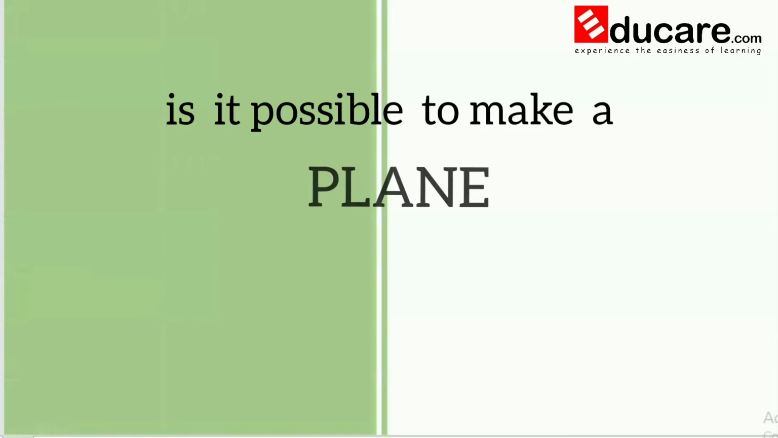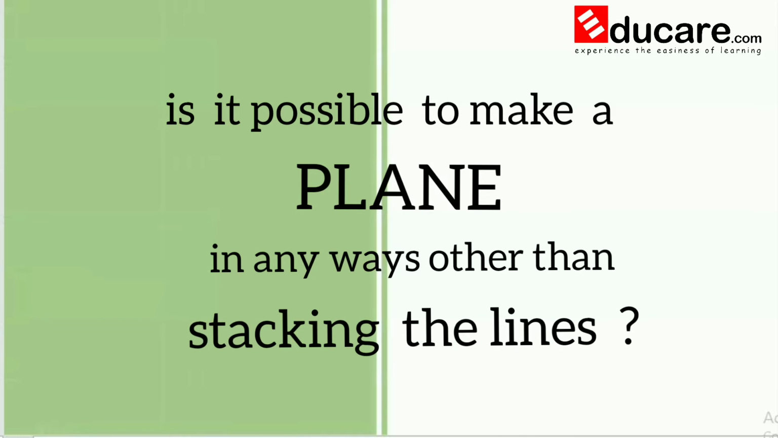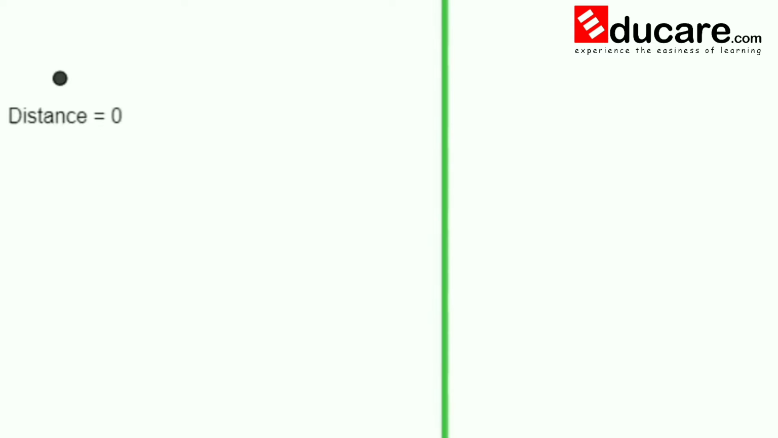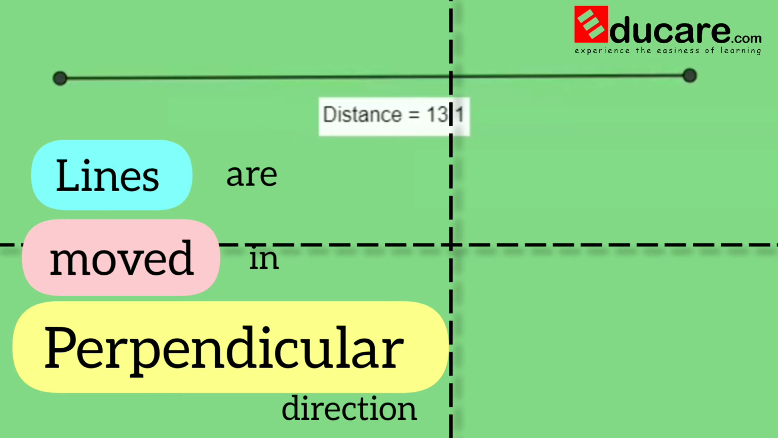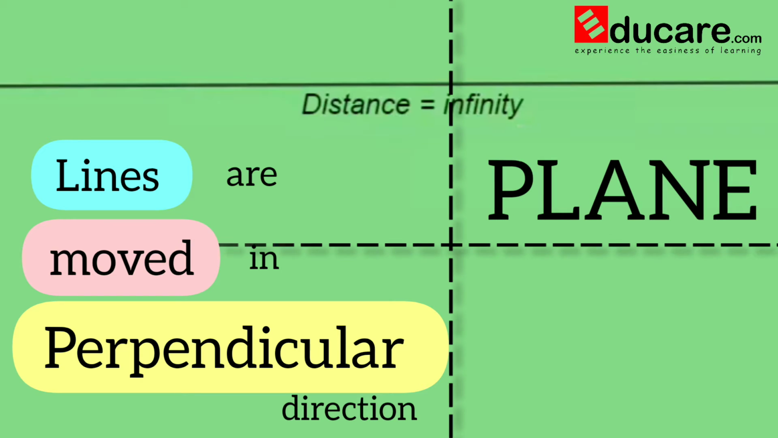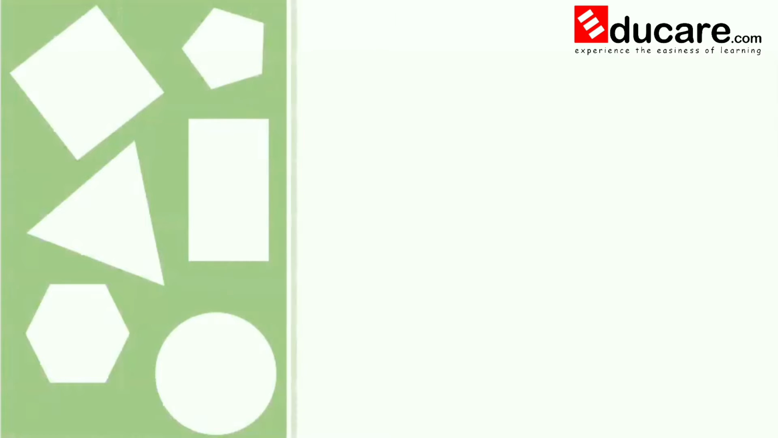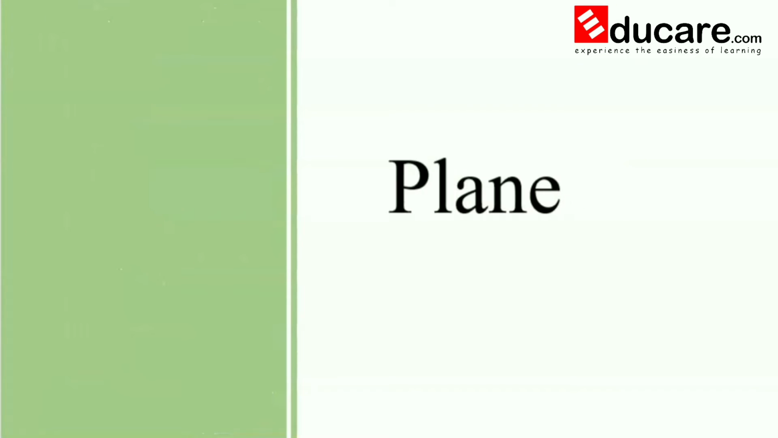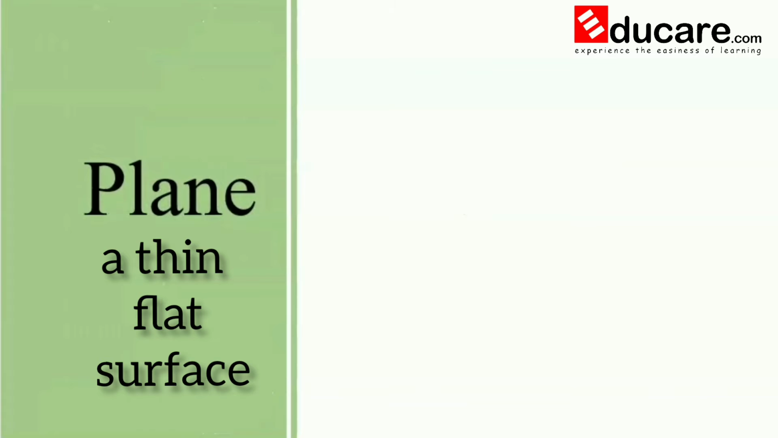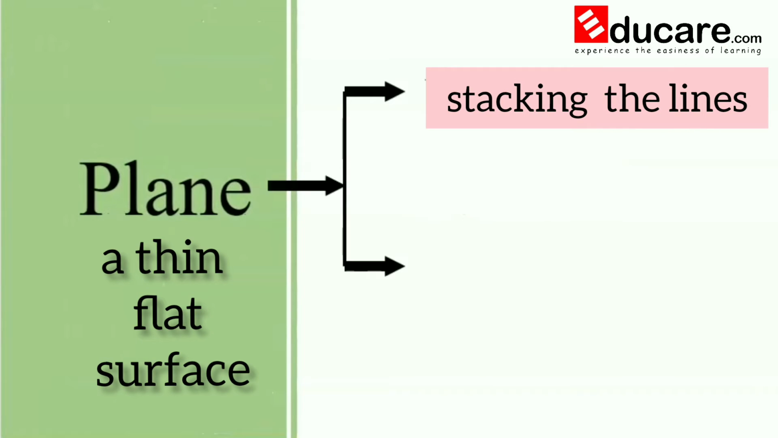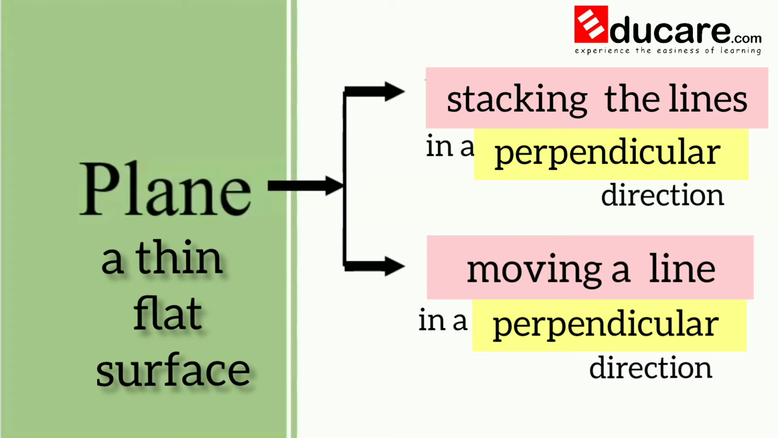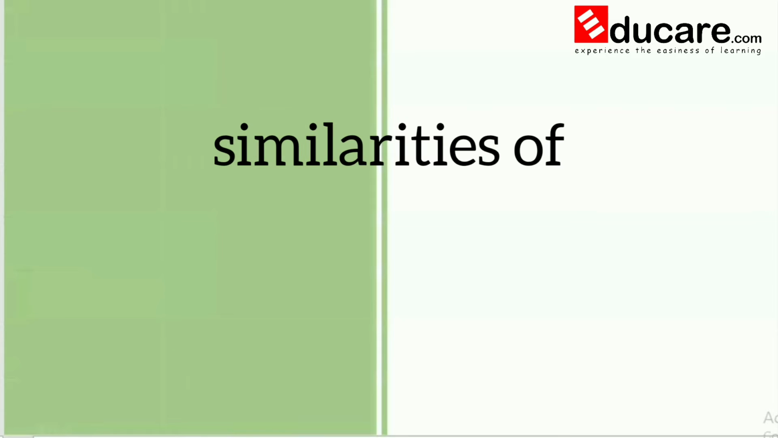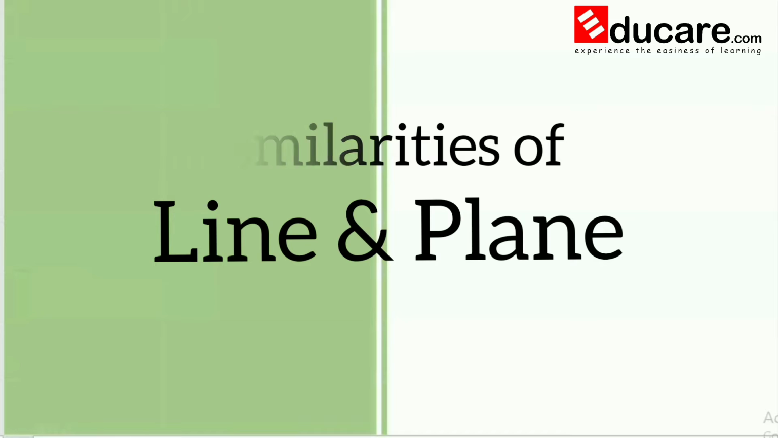Is it possible to make a plane in any ways other than stacking the lines? Yes, of course. If lines are moved in a direction perpendicular to the lines to infinite distance, a plane can also be formed. A plane is a thin flat surface of infinite area. A plane can be formed in two ways: either by stacking the lines in a direction perpendicular to the lines, or by moving a line in a direction perpendicular to the lines.